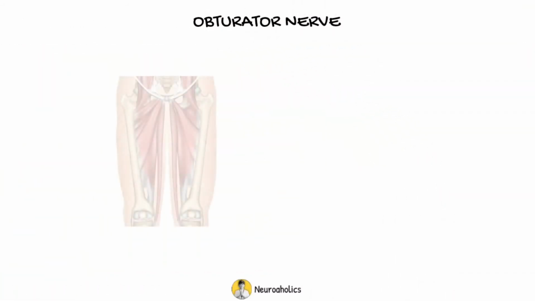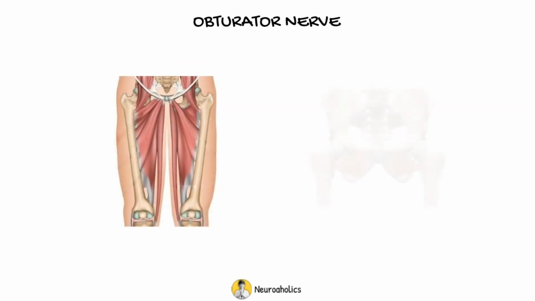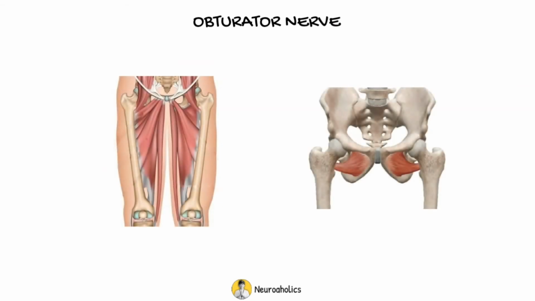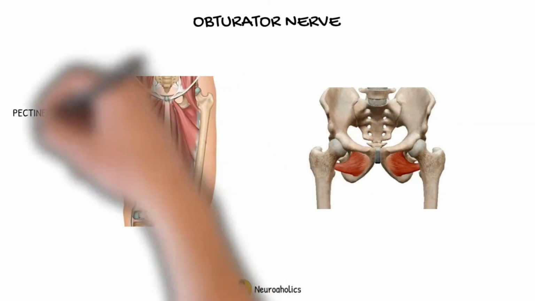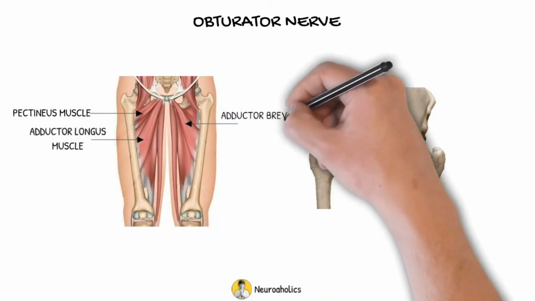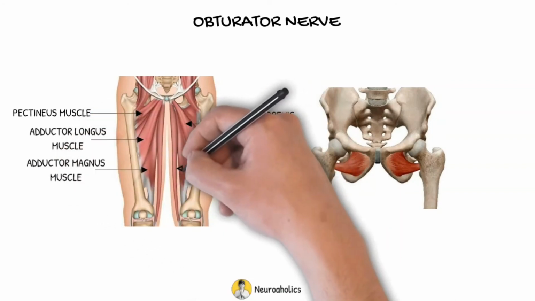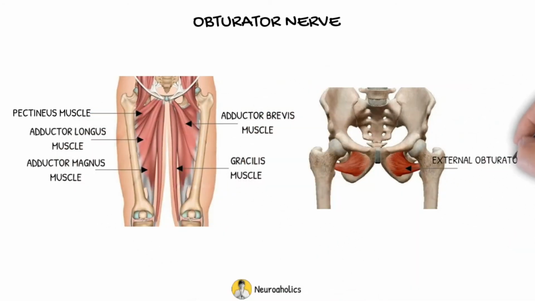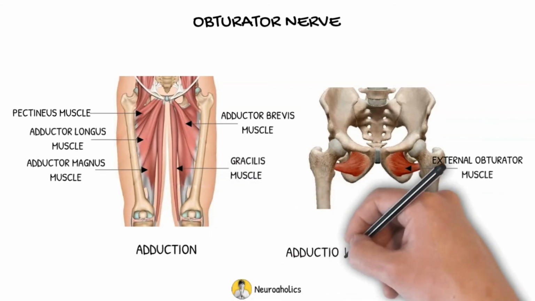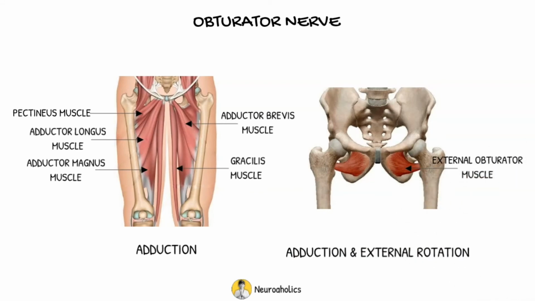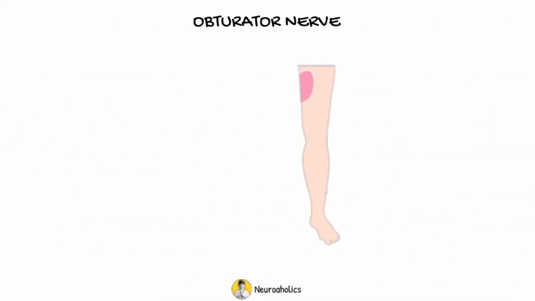The obturator nerve receives input from the L2 to L4 roots. It innervates the adductor muscles, including pectineus muscle, adductor longus muscle, adductor brevis muscle, adductor magnus muscle, gracilis muscle, and the external obturator muscle. They all are responsible for the adduction of the thigh. The external obturator muscle is also responsible for external rotation of the thigh. It covers the sensory area at the medial thigh. Injury of the obturator nerve is usually caused by pelvic surgery.